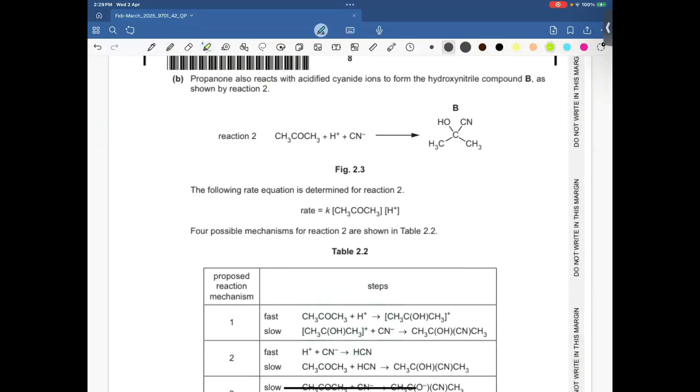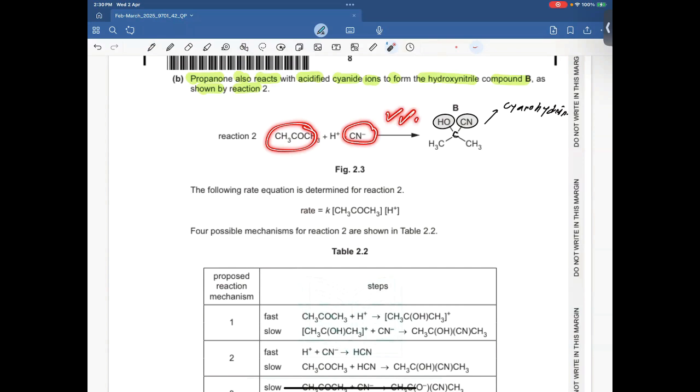Next part of the question is, propanone also reacts with acidified cyanide ions to form hydroxynitrile compound B as shown by reaction 2. We have done this reaction in A2. We have done this reaction in A1 also. I've told you in the class, whenever cyanide and hydroxide are attached to the same carbon, such compounds are called cyanohydrins. All right. And this is a ketone. A ketone always undergoes nucleophilic addition reaction. So this is an example of a nucleophilic addition reaction.